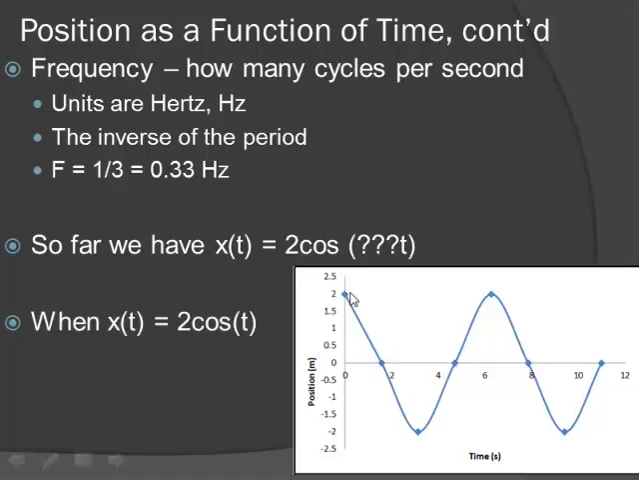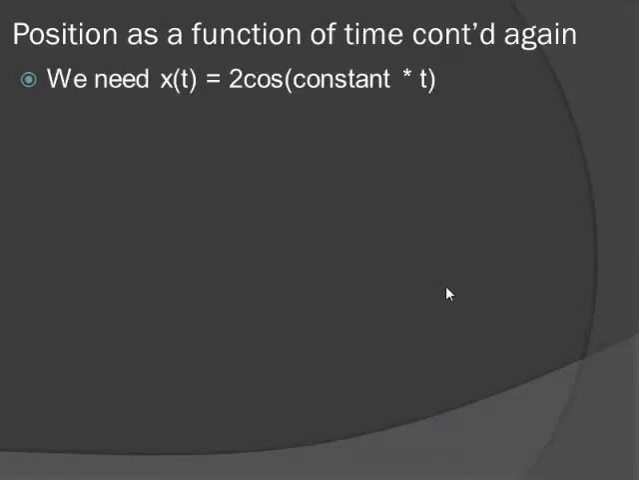Well, you can clearly see that's not right, because the period that we had before was 3, and this graph is showing us a period of a little bit over 6. So we know we're going to need something before the t so that we can get the period to be equal to 3. So we need to figure out some kind of constant here. Let's go back to some of our data.